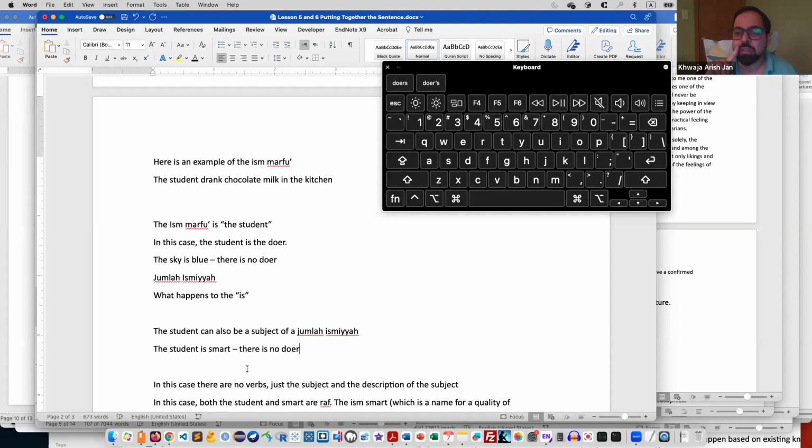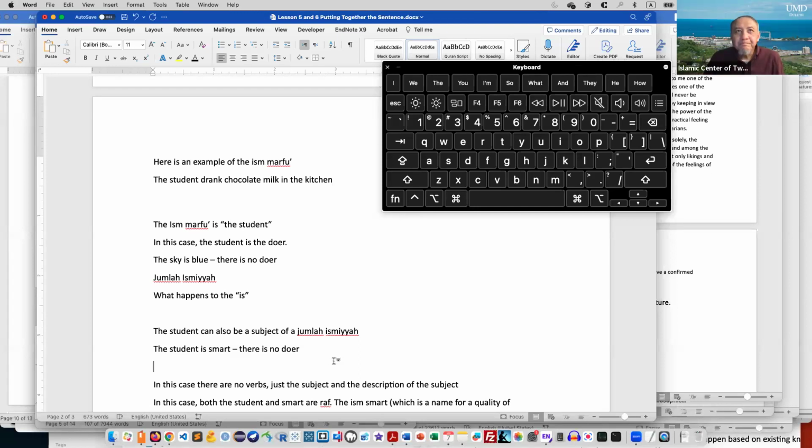I have a question. Yeah, go ahead. In the first example, the sky is blue, and in the second example, the student is smart. We know who is smart, it's already mentioned that a student is smart. So the sky is blue, does it also give us a hint of the maker or creator? Is it something like that? Not really. There's no indication. It's just a property, like the ball is big or the table is huge. It's basically an isim describing another isim.